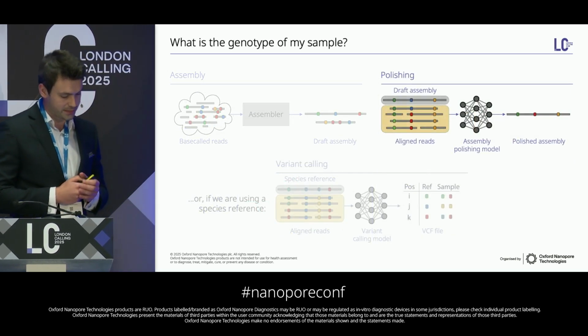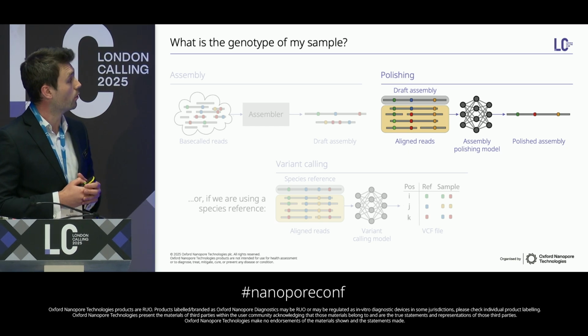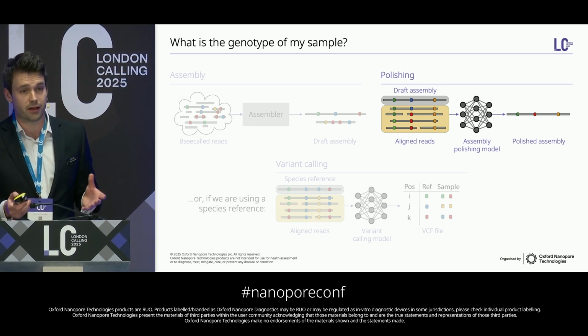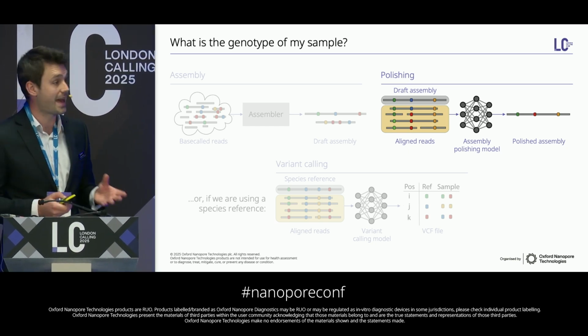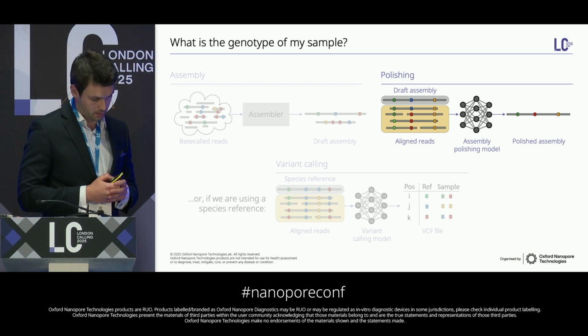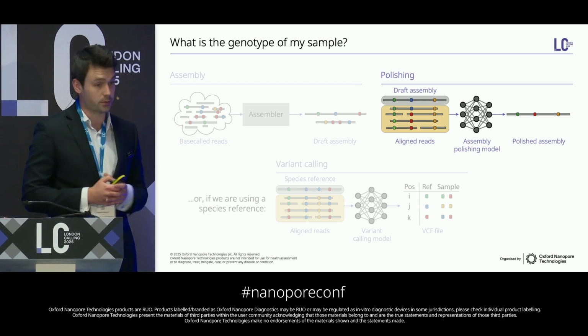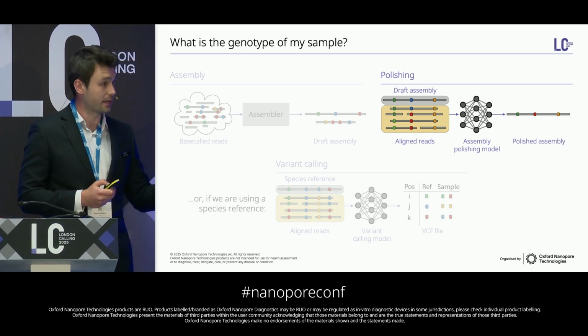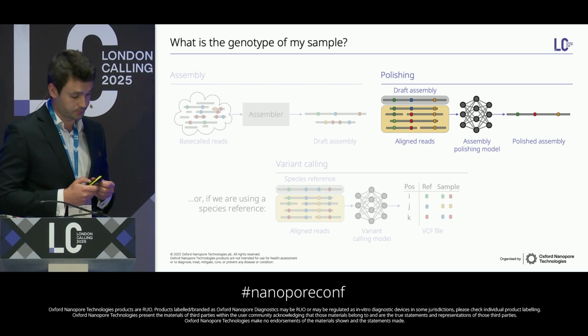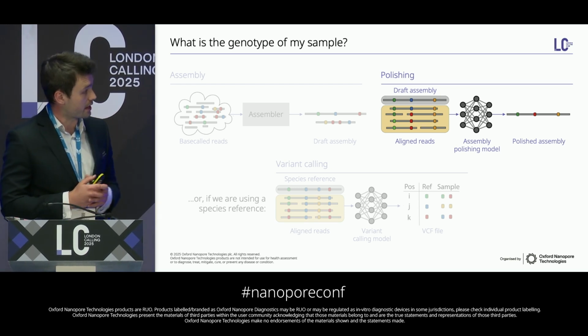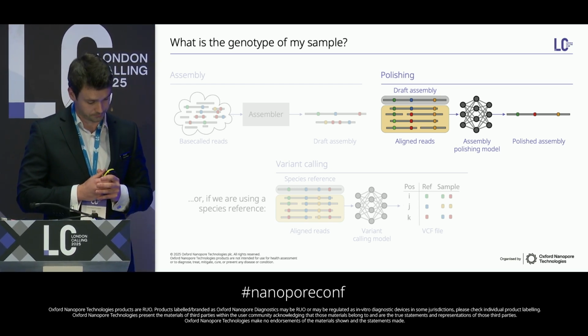Okay, so our assemblies are getting more contiguous than ever before. But what about the other axis of assembly quality, which is their accuracy? Well, this is something that we've also had some progress on recently. It's helped by improved basecalling, of course, but we've also found a new architecture for that assembly polishing model.